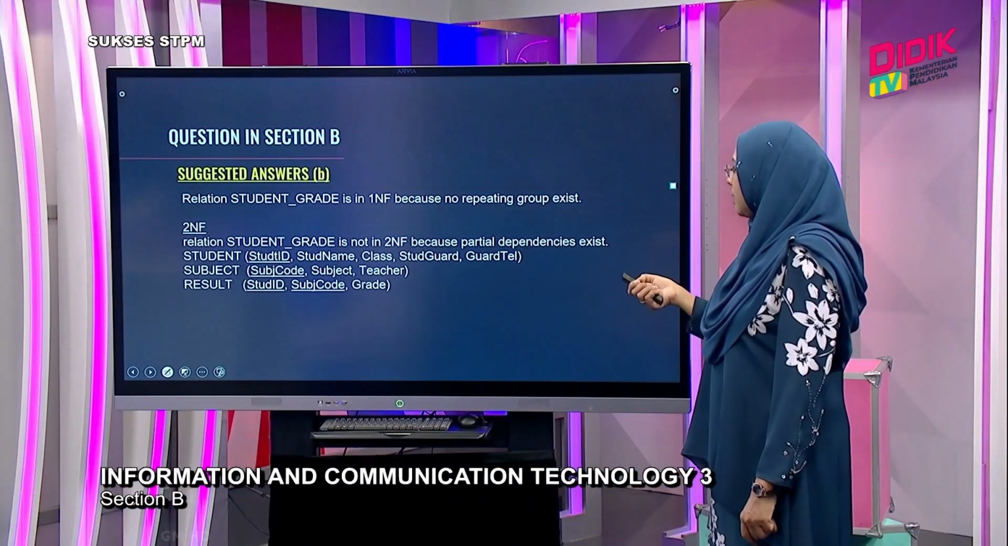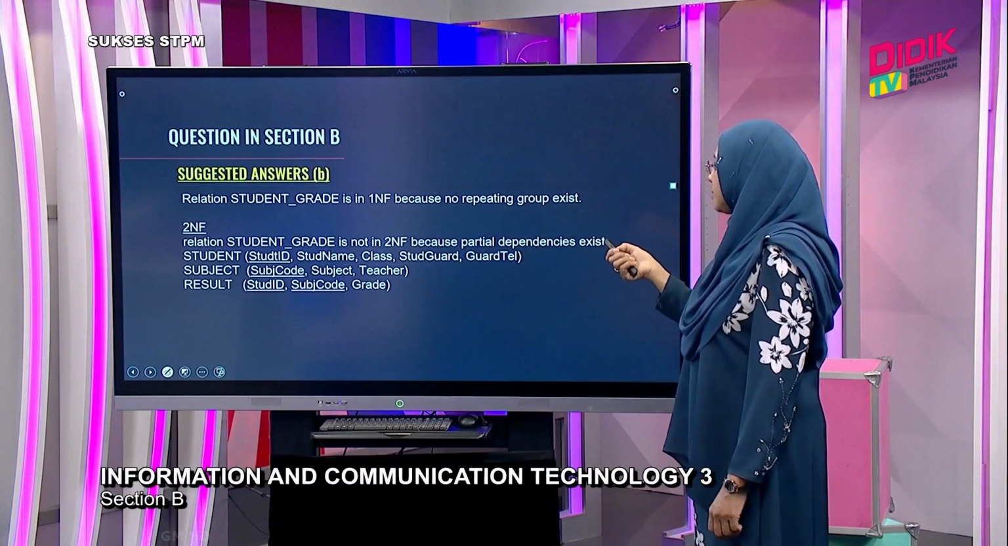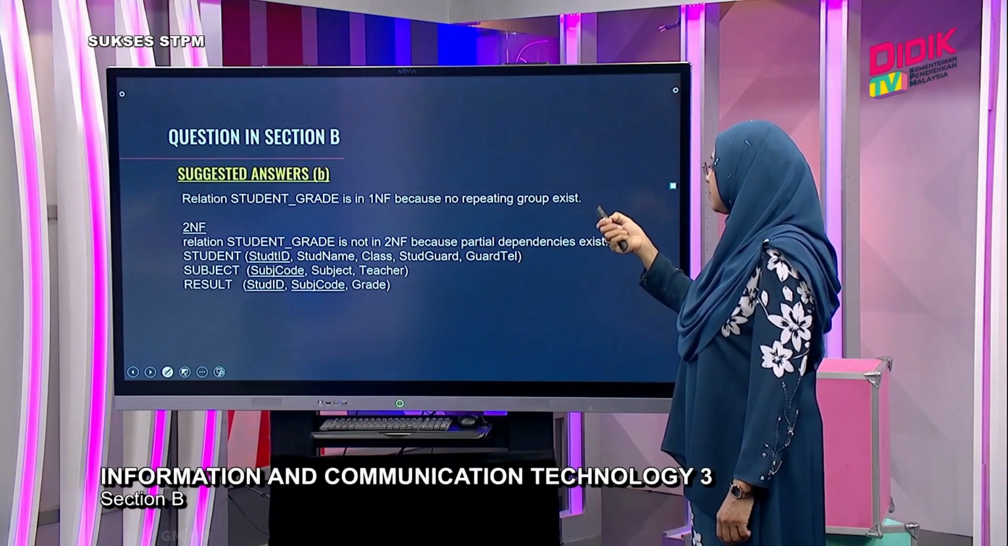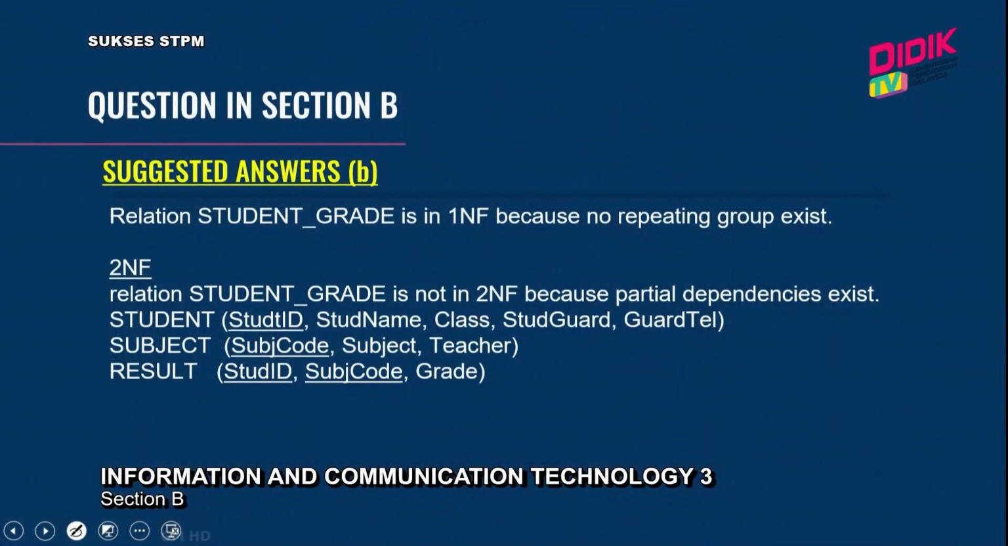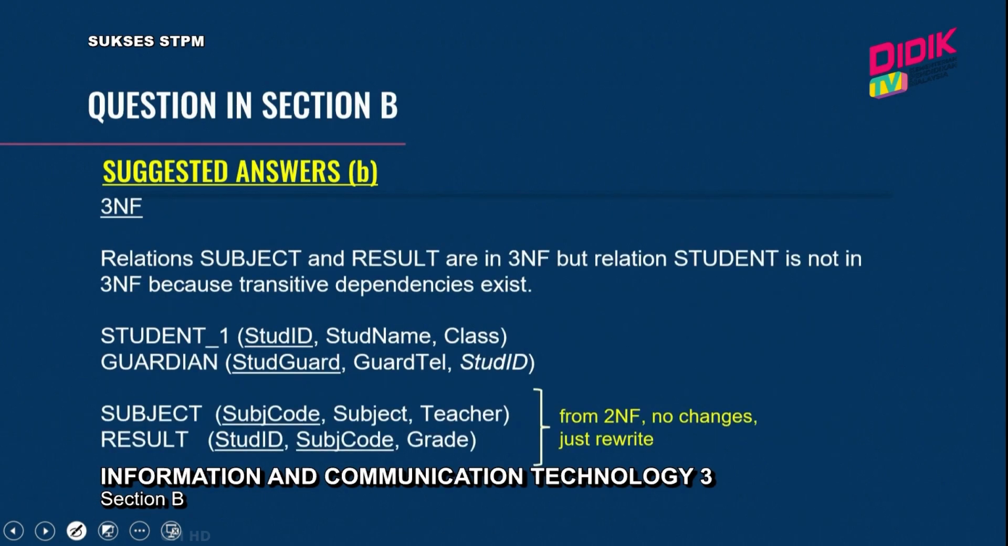The next one, you have to write the relation. Okay, so you have to write the reason. Relation student guard is in first normal form because no repeating group. Next, relation student guard is not in second normal form because partial dependency exists. So you rewrite from the functional dependency in the previous question, you write in relational schema. Then you get this.